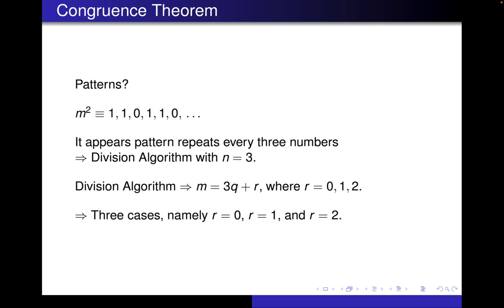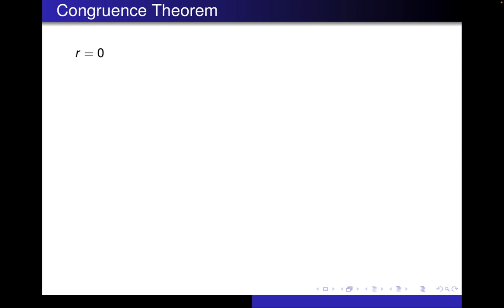So those are the only 3 cases that we can have by the division algorithm. And therefore, those are the only possible cases that we have to consider. So if we look at r equals 0, m is equal to 3q plus 0, which is just 3q. And if we square that, we get 9q squared. We can factor a 3 out of that to get 3 times 3q squared, which means that m squared is going to be congruent to 0 mod 3, which is kind of what we expected, right? Anytime we had a multiple of 3, we always got 0 mod 3 when we squared it.